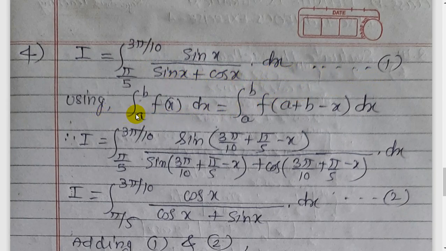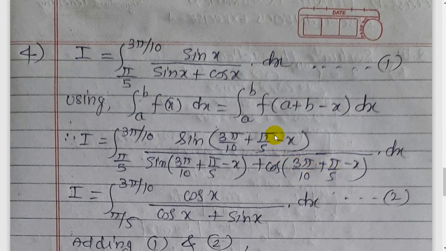Using the property integral of a to b f(x) dx equals integral of a to b f(a plus b minus x) dx. Why do we add these two terms? Because it gives a formula in terms of sine and cos respectively. So I can be written as integral from pi upon 5 to 3 pi upon 10 of sin(3 pi upon 10 plus pi upon 5 minus x) upon sin(3 pi upon 10 plus pi upon 5 minus x) plus cos(3 pi upon 10 plus pi upon 5 minus x).